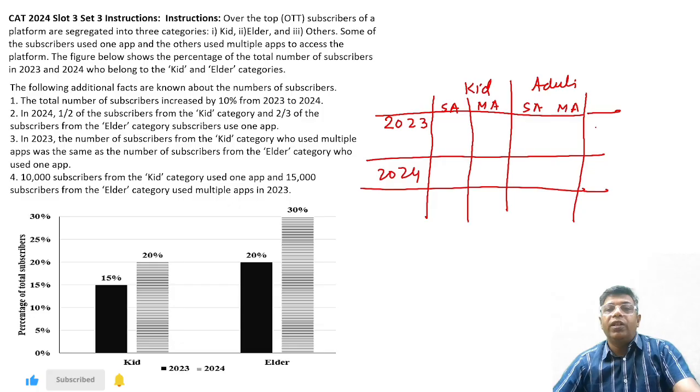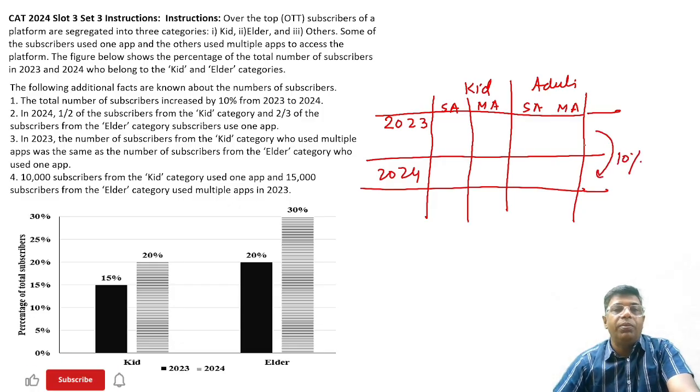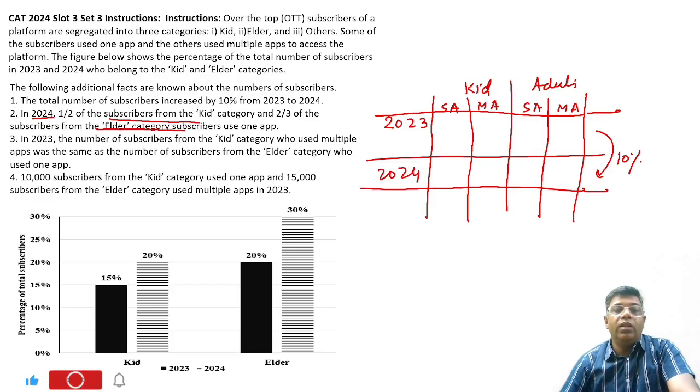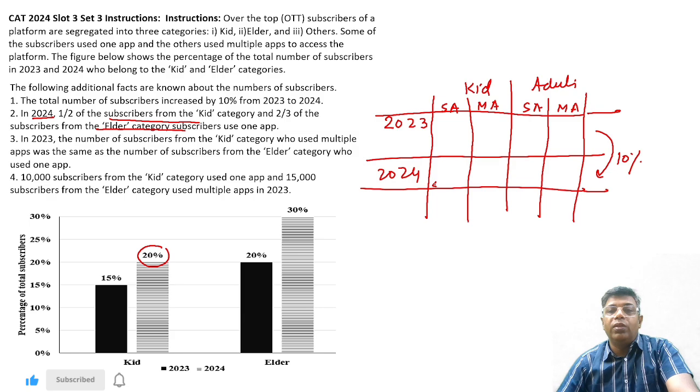Total subscribers increased by 10%. So I think this value out of total subscribers has gone up by 10%. In 2024, half of the subscribers in the kid category and 2/3 of the subscribers in the elder category use one app. It means in 2024, how many total kids are there? 20%. Out of that, half of them are using single app. So I think 10% are going to use single and 10% will use multiple.